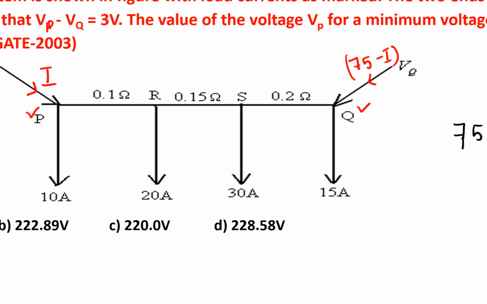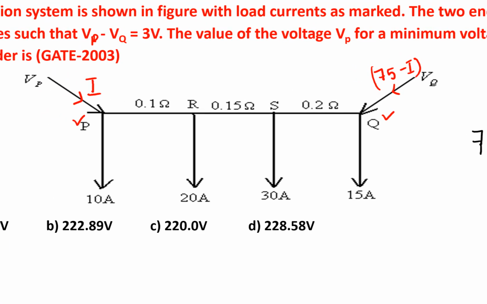Okay. Now, out of this I, how much current is flowing through the load which is connected to P? 10 ampere. Now, what is the current that is flowing through the 0.1 ohm resistor? It is I minus 10. Likewise, what is the current flowing through the 0.15 ohm resistor? It is I minus 30. Current flowing through the 0.2 ohm resistor is I minus 60.